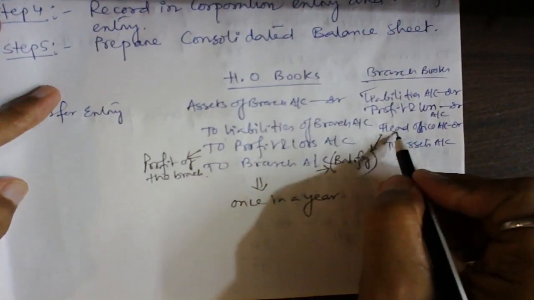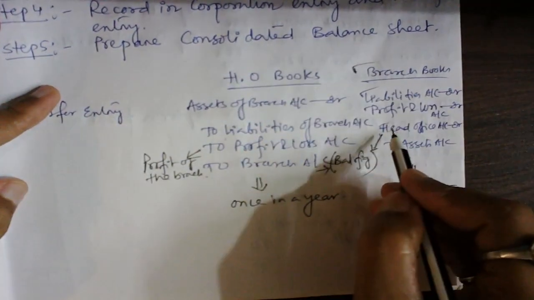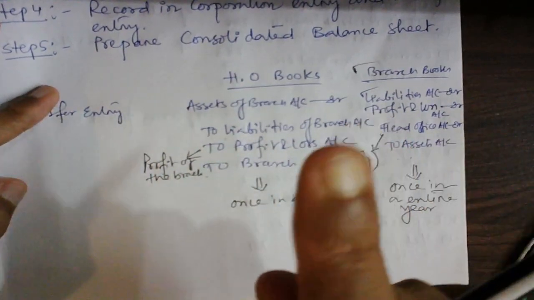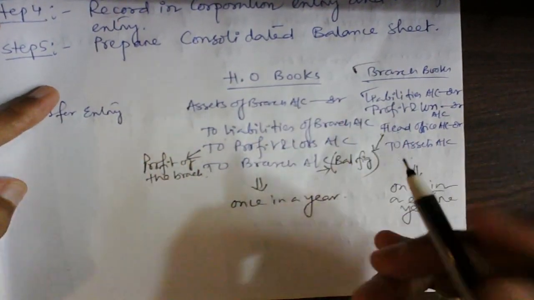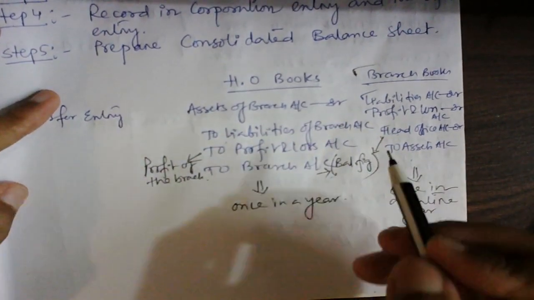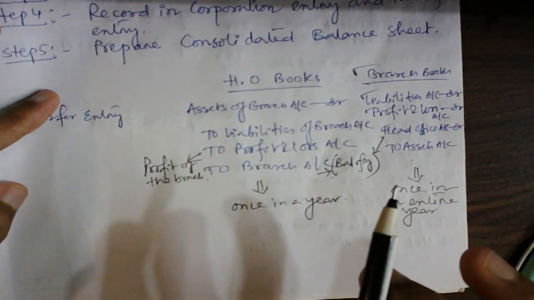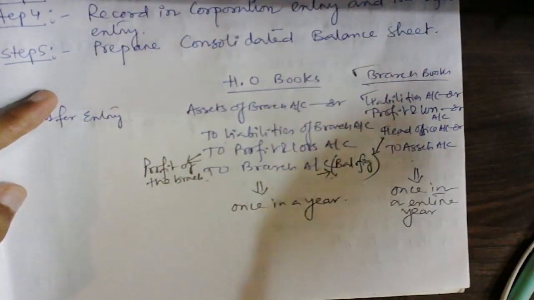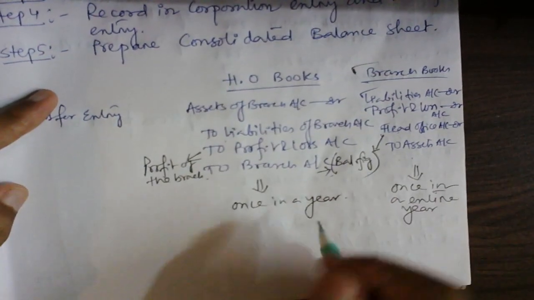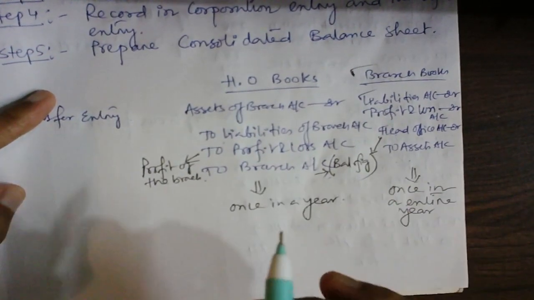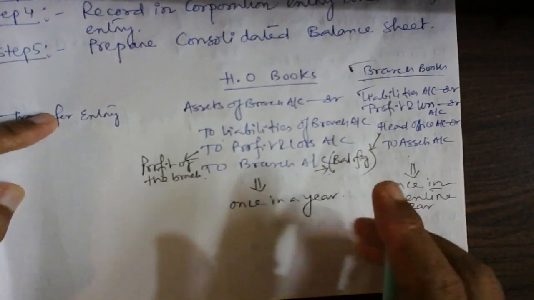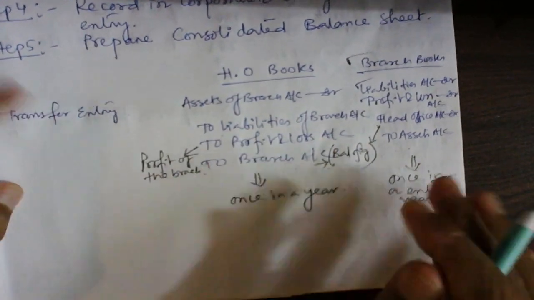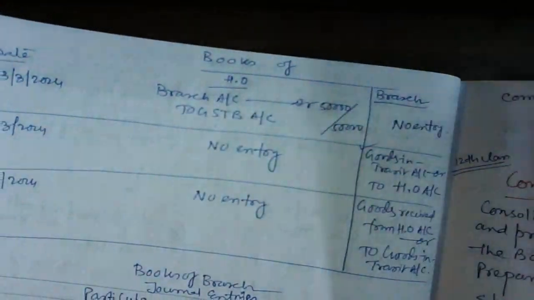Balancing figure in HO books means, in the branch books when head office is the balancing figure, you have to pay to the head office, and in this case you have to receive from the branch. Here the closing balance is credit, meaning HO will pay to the branch. Branch is credited means HO will pay to the branch, that's all. You need to remember it. Let's see, first we will understand it one by one.